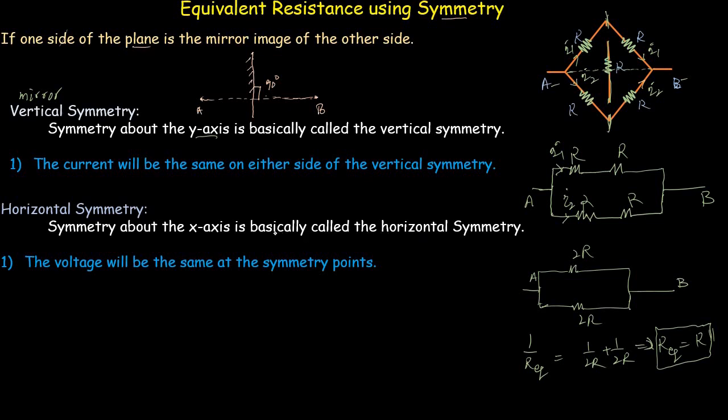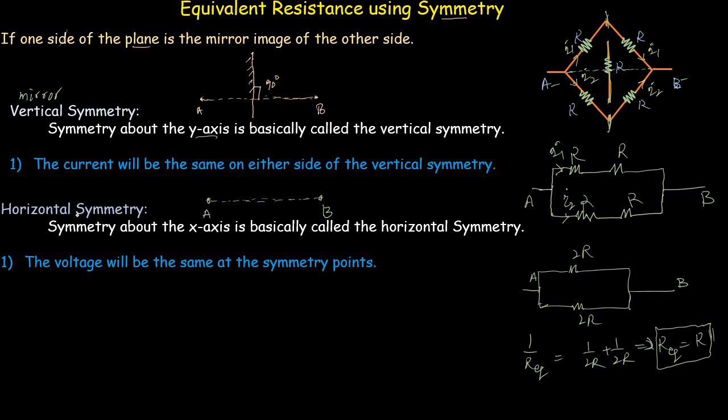Now if we have a complex circuit and we are asked to find the equivalent resistance between point A and point B, we draw a horizontal line which joins these two points A and B. If the upper side of this network is the mirror image of the lower side, then we can say that there exists horizontal symmetry in this circuit. So we can use the rule of horizontal symmetry to find the equivalent resistance between point A and point B.